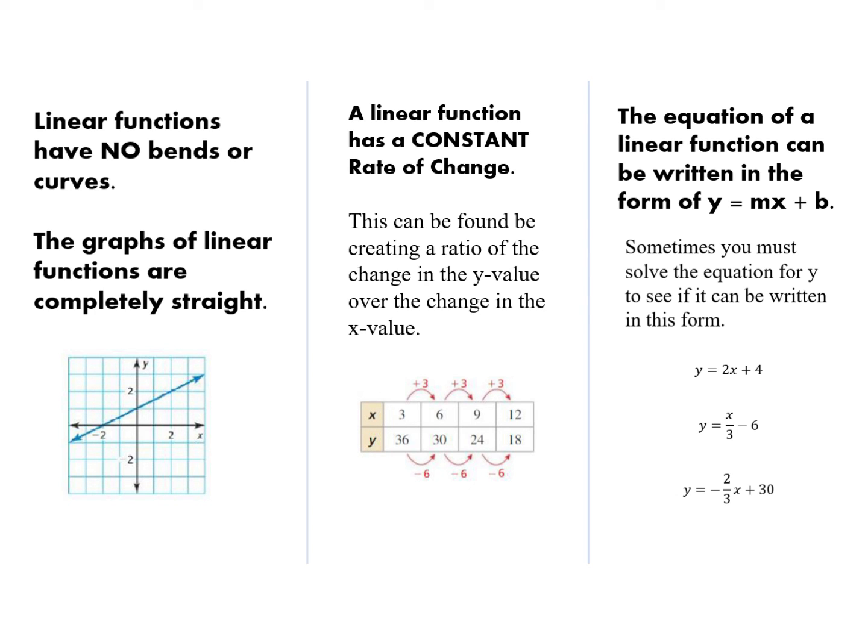Here is a recap of the 3 things that I just taught you. First of all, linear functions have no bends or curves. The graphs of linear functions are completely straight. In the middle, a linear function has a constant rate of change. This can be found by creating a ratio of the change in the y value over the change in the x value, but you have to do it for every single pair to make sure the whole table is linear. And then finally, the equation of a linear function can be written in the form of y equals mx plus b. Sometimes you must solve the equation for y to see if it can be written in this form. And then here are some examples.